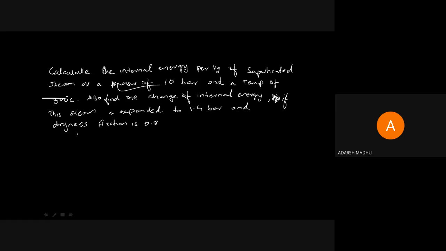Initially you are finding the internal energy U1, per kilogram of superheated steam. Thereafter it is expanding to 1.4 bar, and you also want to find the final internal energy U2. Then U2 minus U1 will be your change in internal energy. That is the question. So take your steam tables and find out the data as we need.